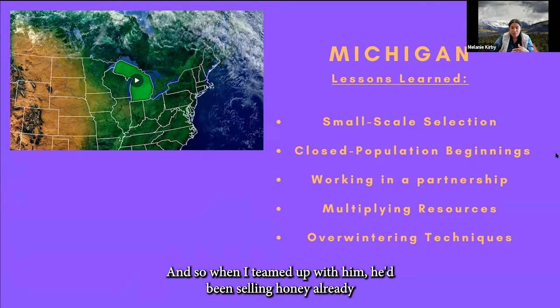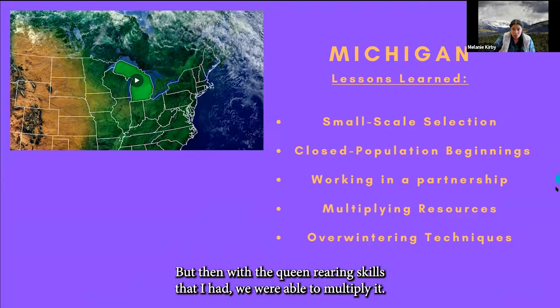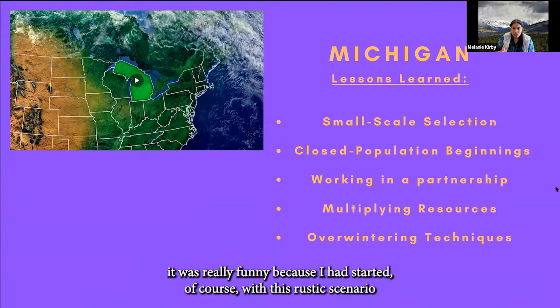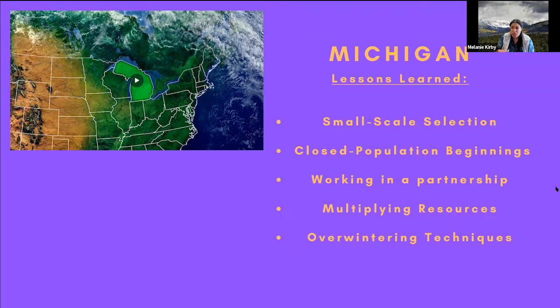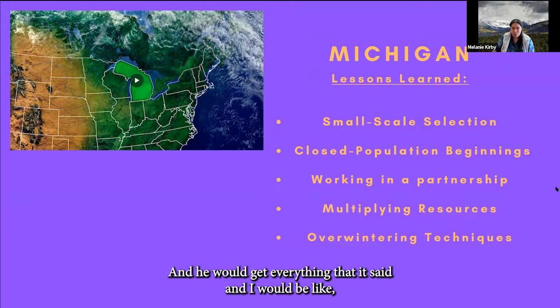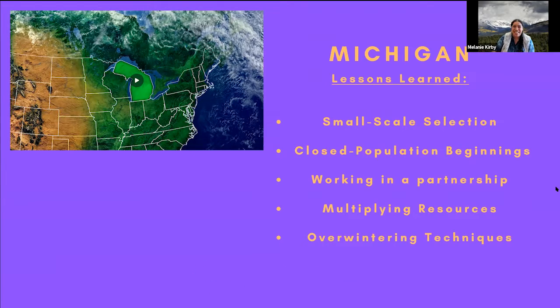And so when I teamed up with him, he had already been selling honey for about 5 years to the Marquette local food co-op. But with the queen rearing skills that I had, we were able to multiply it, and we started with what he had. It was really funny because I had started, of course, with this rustic scenario where we jimmy rigged and made everything from scratch. And he had started with, I've got this catalog and it says I need this, this, and that, and he would get everything that it said. And I would be like, we could just use toothpicks, or we could just make that. So it was a real interesting blend as to how we began to work in a partnership.